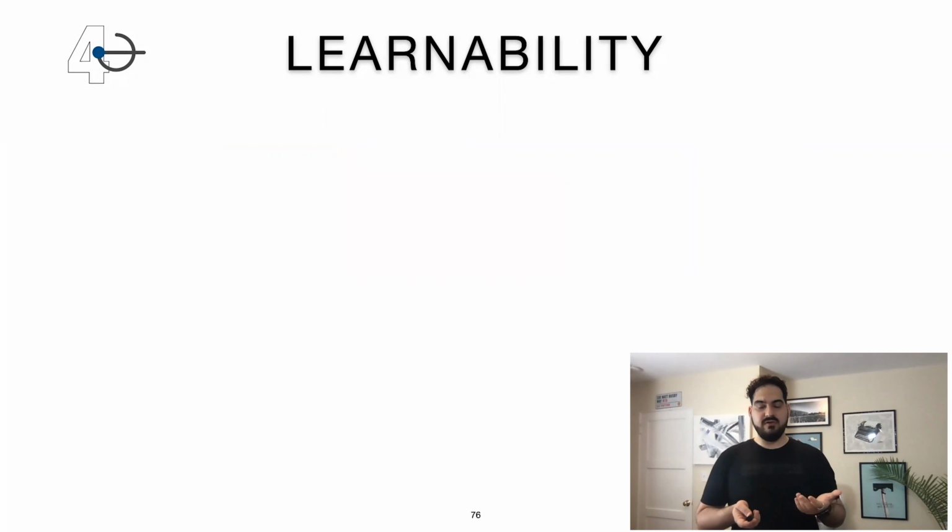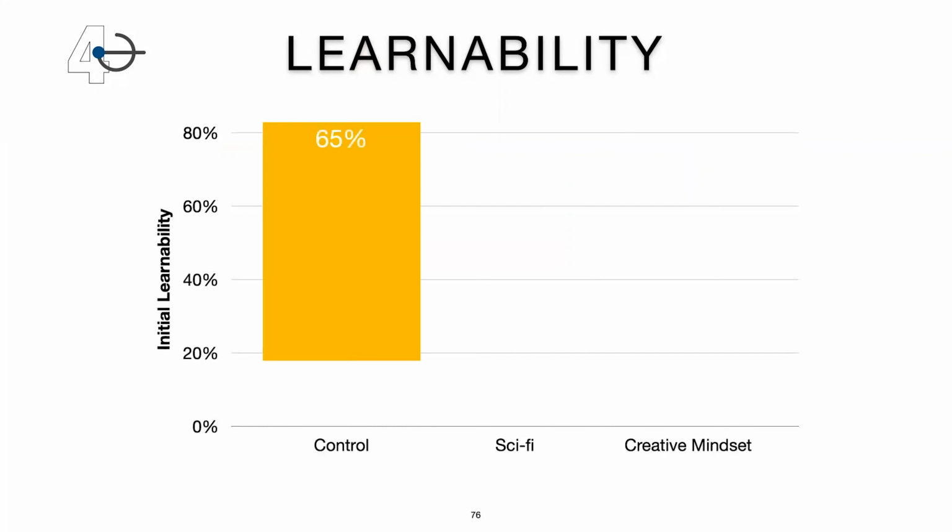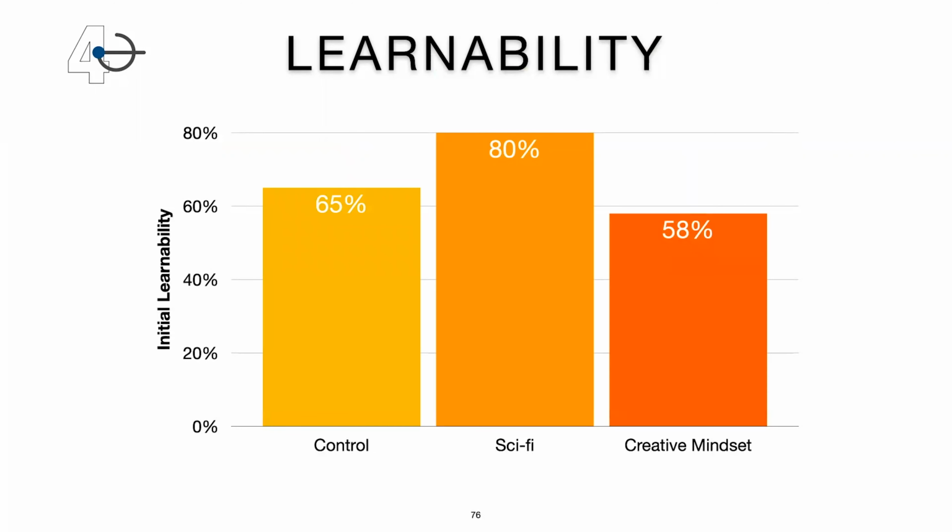In the end, for the result of the learnability study, as far as initial learnability goes, and by initial learnability, I mean the number of gestures performed correctly out of the 10 gestures after viewing the video for the gesture only one time. The control had 65% of the gestures learned correctly after a single viewing, but sci-fi had 80%, and the creative mindset gesture group had 58%. Those differences were not completely significant. They were sort of trending towards significance with a p-value of 0.05.